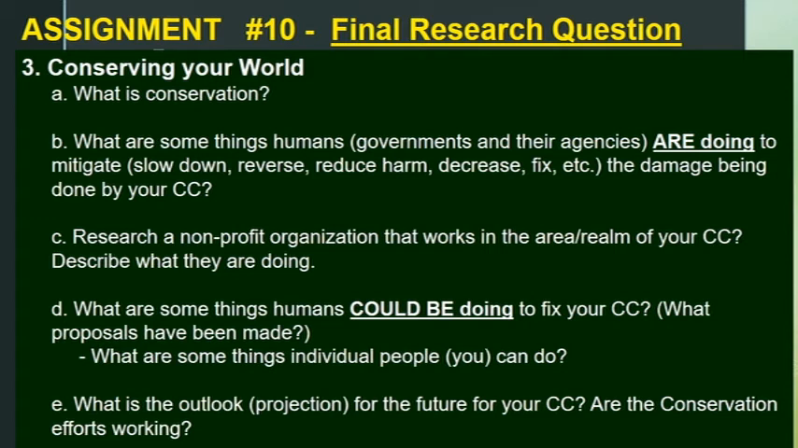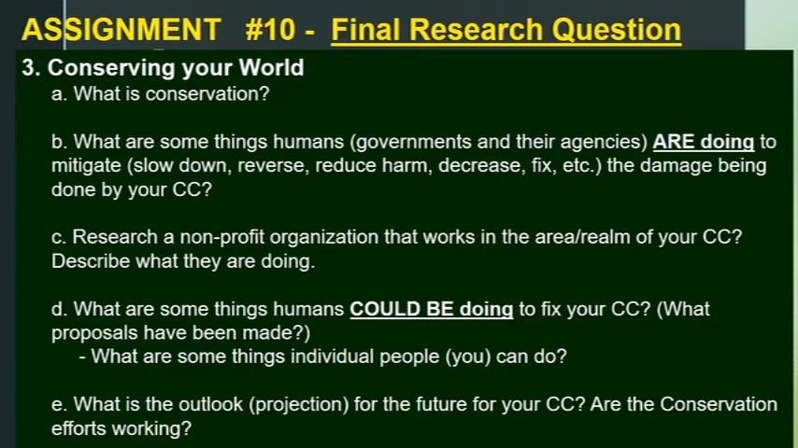Assignment 10 is your final research question. So the question is number 3, conserving your world. So referring back to whatever you chose for your conservation topic, the first thing I want you to understand and to answer is what exactly conservation is. So look up the definition of conservation with respect to ecosystems and your world.